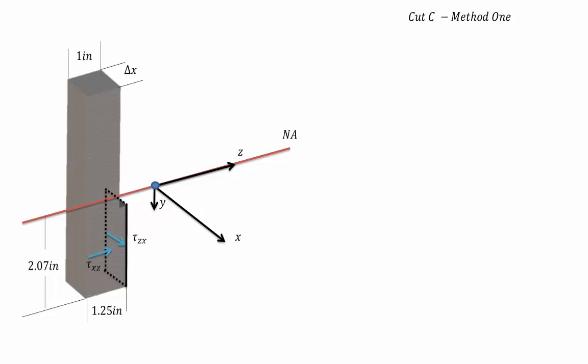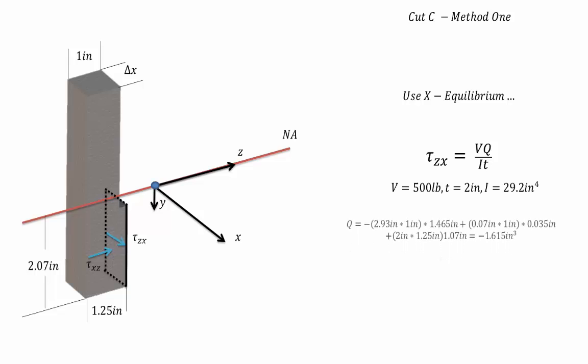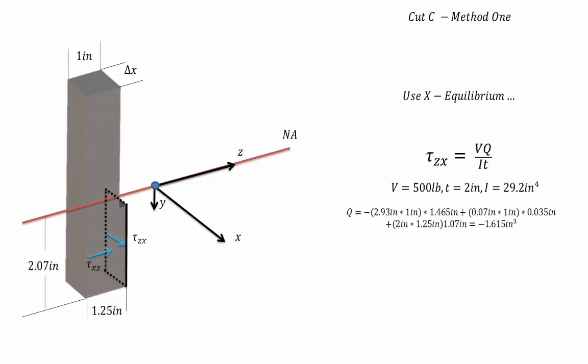So now that we switched planes, we switched directions with our shear stress. But not to worry, it can still be found using x equilibrium, and tau equals VQ over It. As before, the shear force is 500 pounds, the thickness of the cut is 2 inches, and the moment of inertia is 29.2 inches to the fourth. And now we need to find Q for this section.